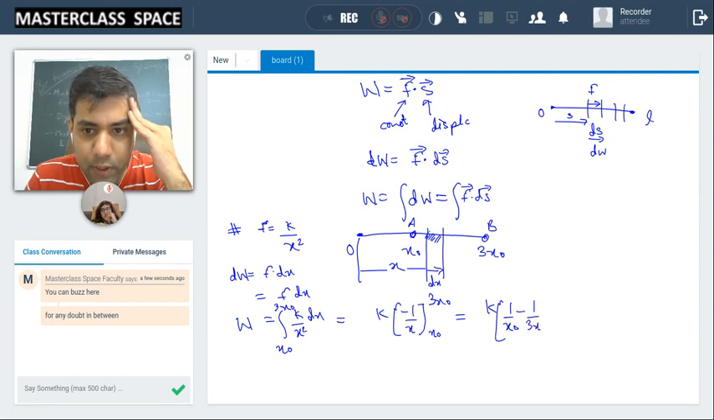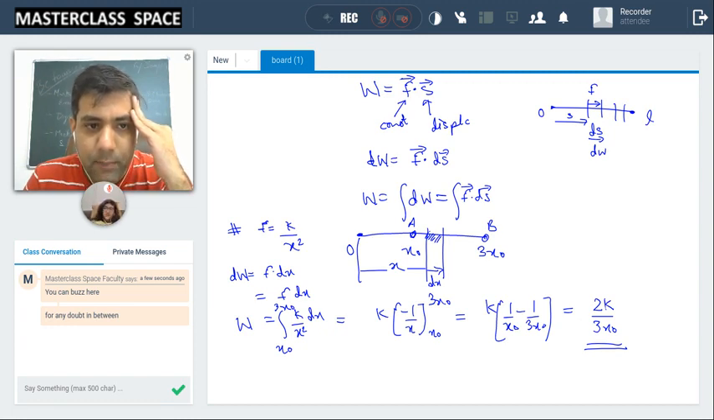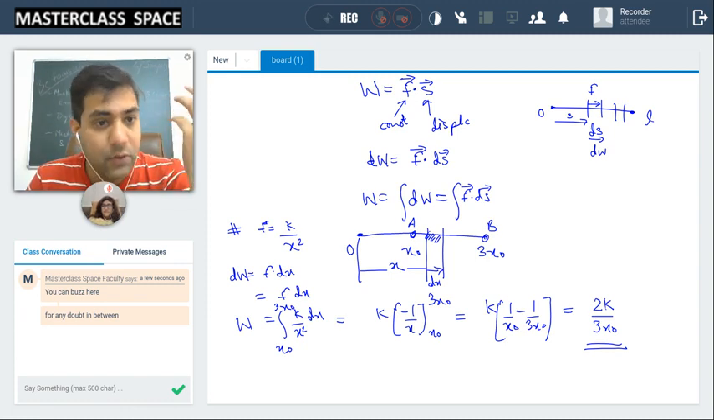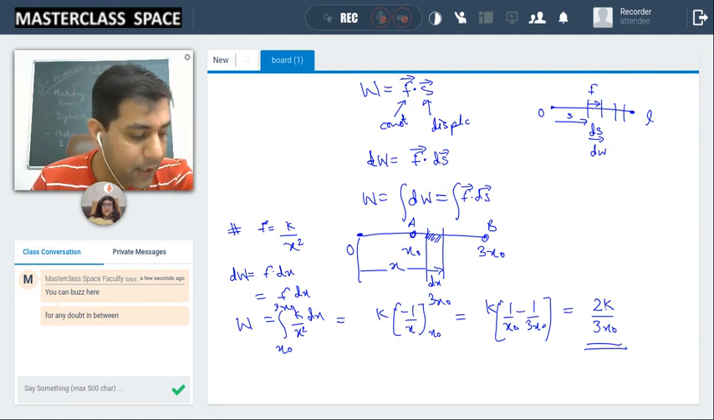Actually, what you do is put the first limit for the value here, but because of the minus 1, it will become minus plus. You can think of it that way, and finally you are going to get the answer as 2k upon 3x naught. Got it? So this is the work done in moving a body from x naught to 3x naught by a variable force k upon x square. Got it? So this is how you proceed. This is the work done by a variable force.